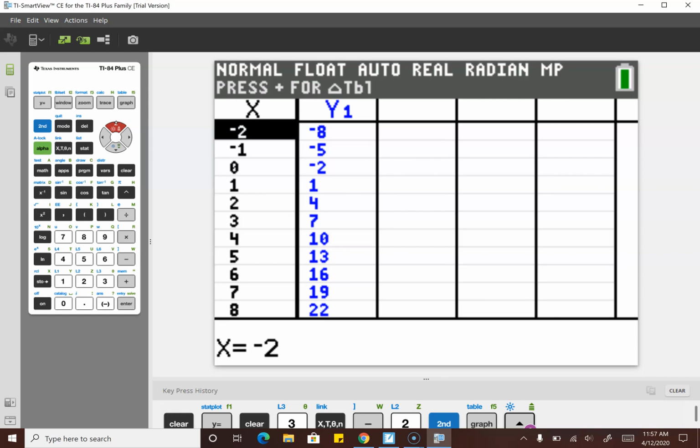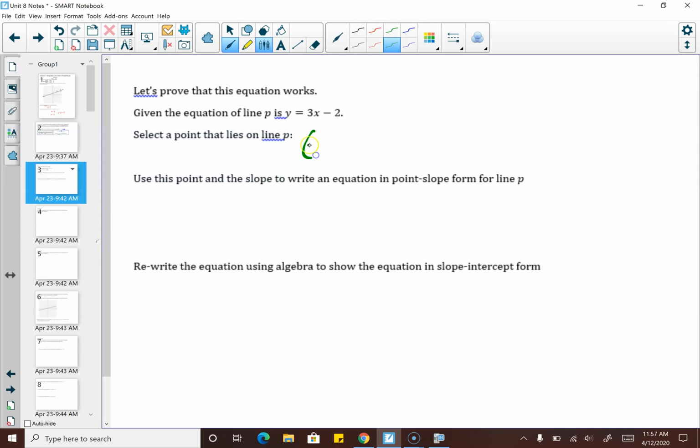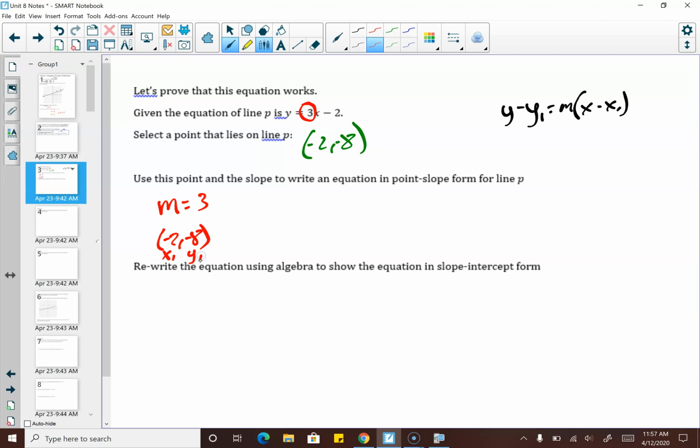So I'm going to choose the point -2, -8. Okay, so -2, -8. Use this point and the slope to write an equation in point-slope form. So just to make sure that we have our equation on our page here, y minus y1 equals m parentheses x minus x1. So we should know from above here that our slope is 3. And then we said we're going to use the point -2, -8. So there's our x1 and our y1.